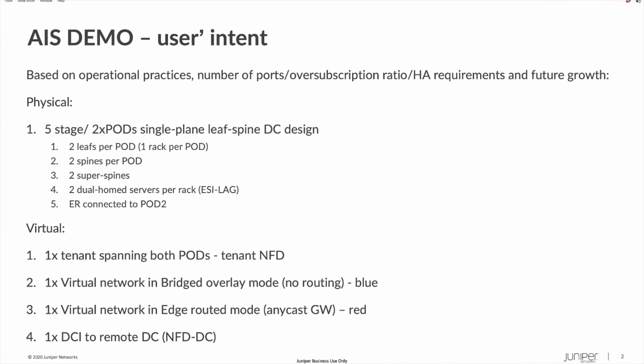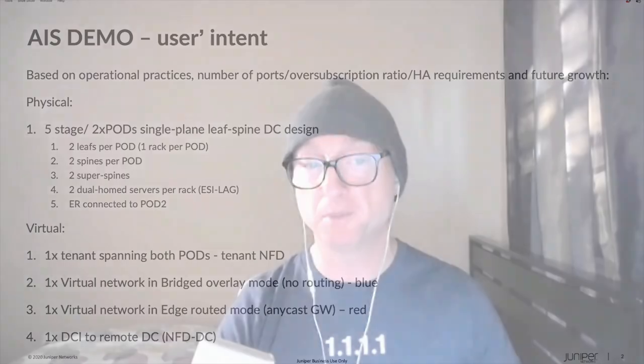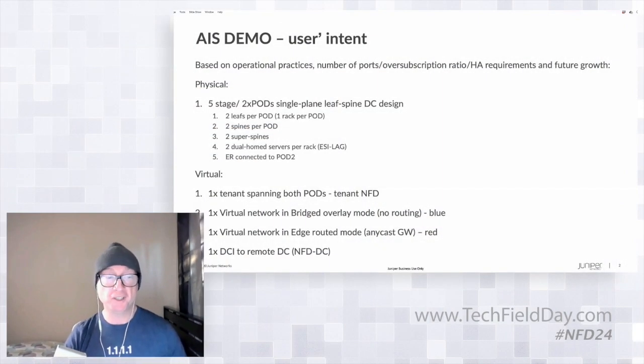So the physical instantiation of such a network is a 5-stage, 2-pod, single plane, leaf-spine. For this demo, it's reasonably small, 8 switches in total: 4 leafs, 2 spines, 2 super spines. And this is what has been pre-instantiated for you. What we are going to see here is how business logic, how the virtual part of the network comes through.